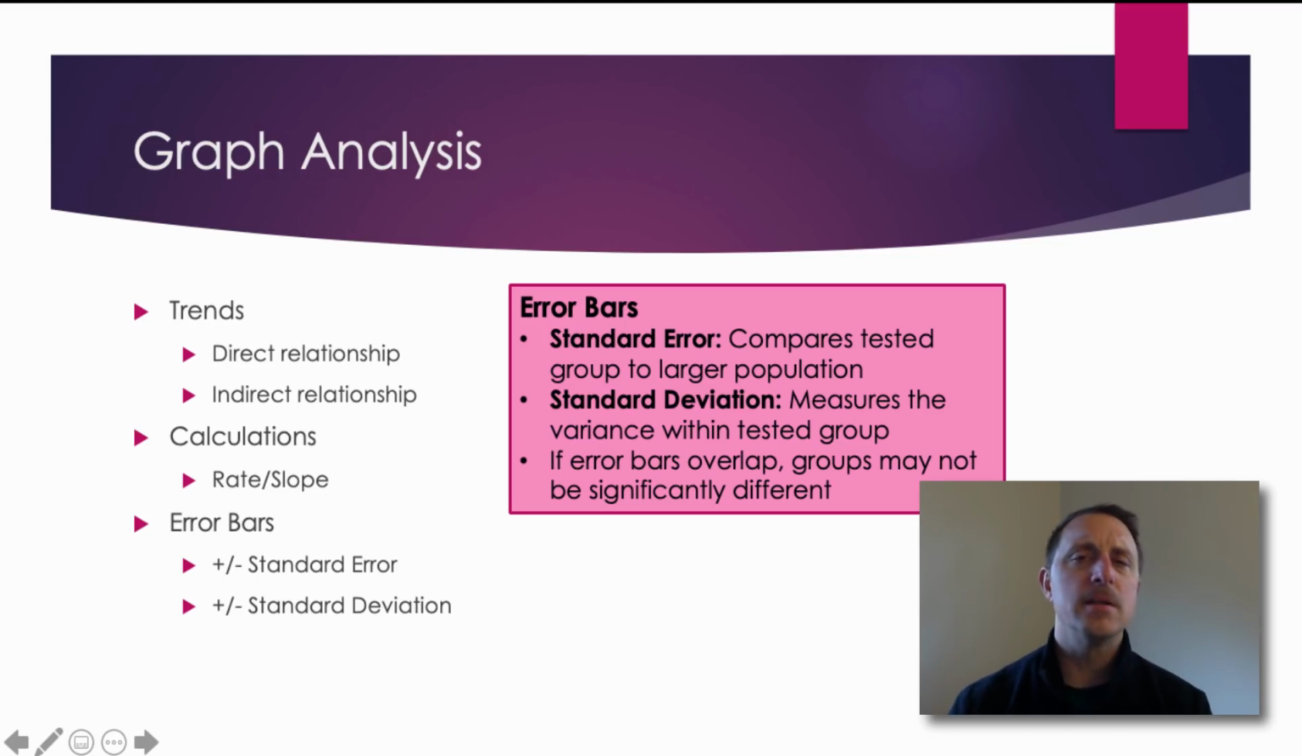If the error bars are overlapping, that is a good indication that those data points are not significantly different. We want the error bars to show a little bit of space between them before we can really say that these two means, these two averages, are actually statistically different from each other.